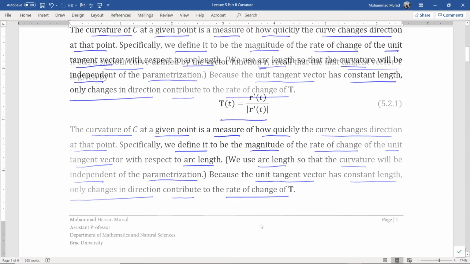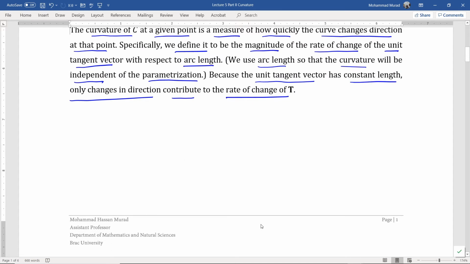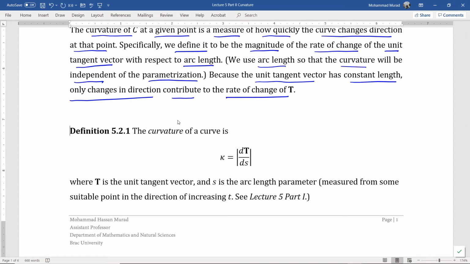Let's have a look at a mathematical definition of a curvature of a curve. The curvature of a curve is denoted by the Greek letter kappa, which is defined to be equal to the magnitude of the vector, which is the derivative of the unit tangent vector with respect to the arc length parameter.